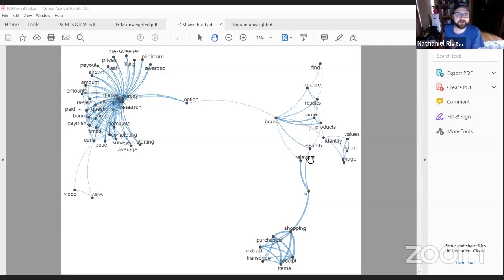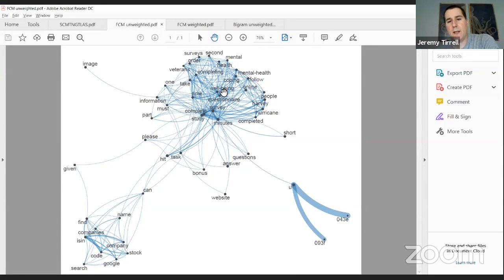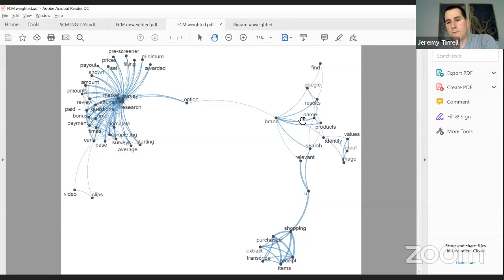Yeah, and then this big cluster to the left is really interesting. What's interesting is, if you look at the unweighted and the weighted, what's primary in the unweighted here? Mental health, coping. Yeah. Veterans, right? When you weight them: market research, brands, extracting, shopping receipts, right?